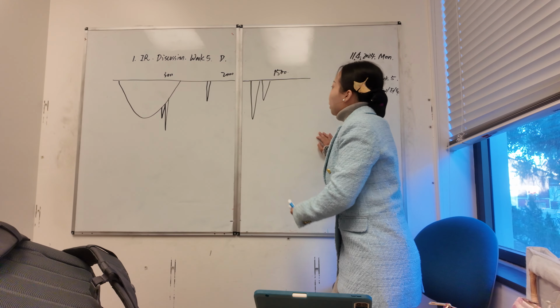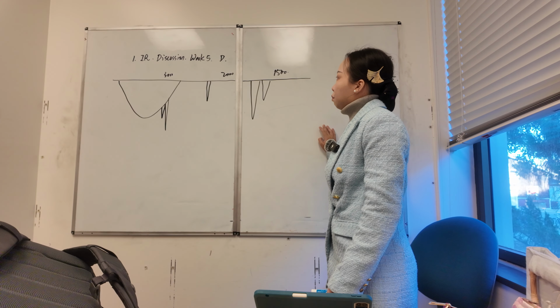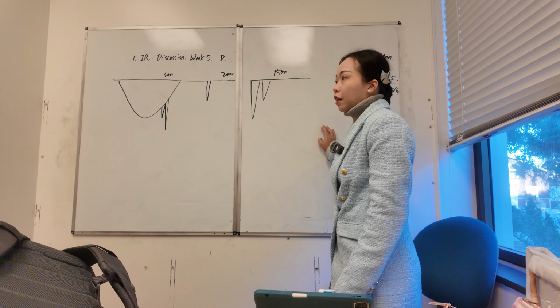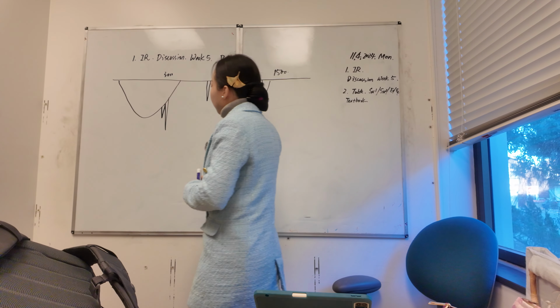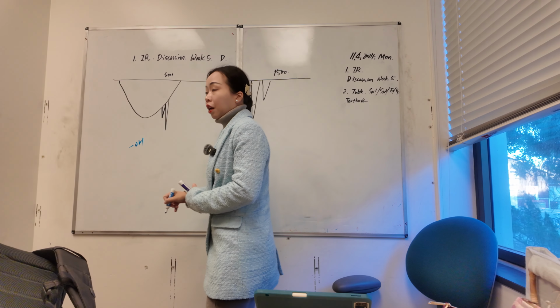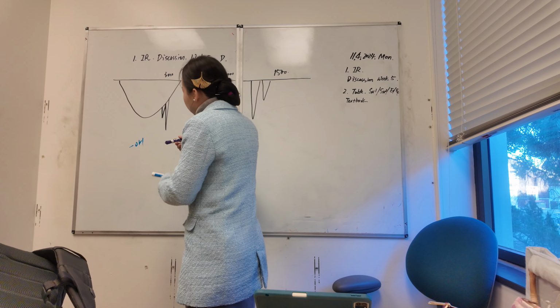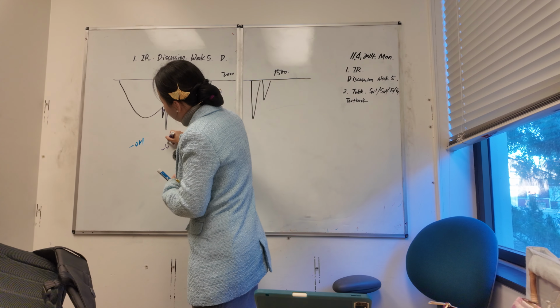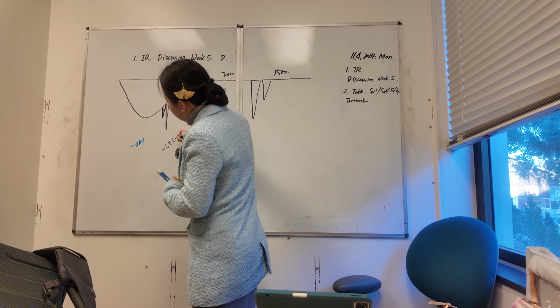So we will go over discussion week 5, IR, and this is compound D. Based on what we have, this really broad peak is OH. Are we good? Okay. This sharp-ish peak is CH, right?